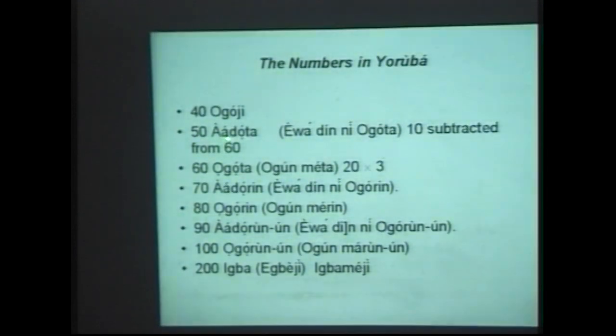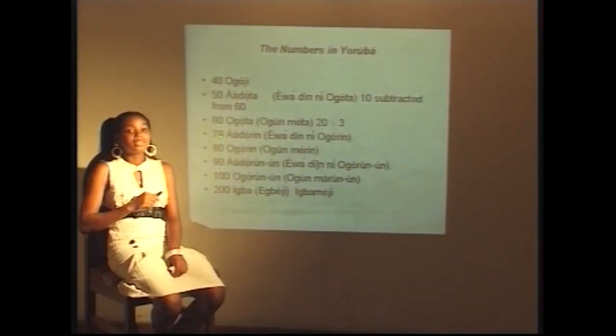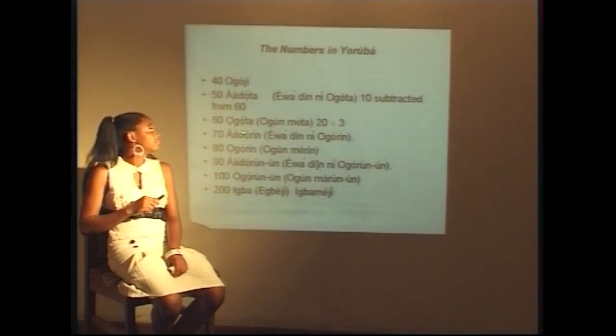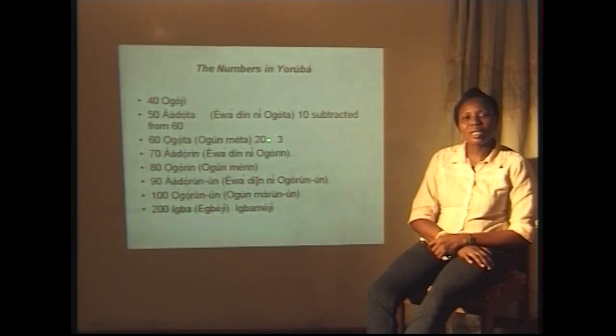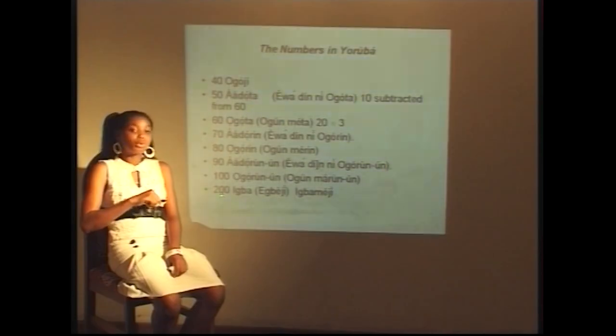29, okandinlogbon. 30, ogbon. 40, ogoji. 50, adota. Ewa dini ogota, 10 subtracted from 60. 60, ogota. That is, ogun meta, 20 times 3. 70, adorin. Ewa dini ogorin. 80, ogorin. Ogun merin. 90, adorun. Ewa dini ogorun. 100, ogorun. Ogun marun. 200, iba. That is, egbeji. Igba meji.